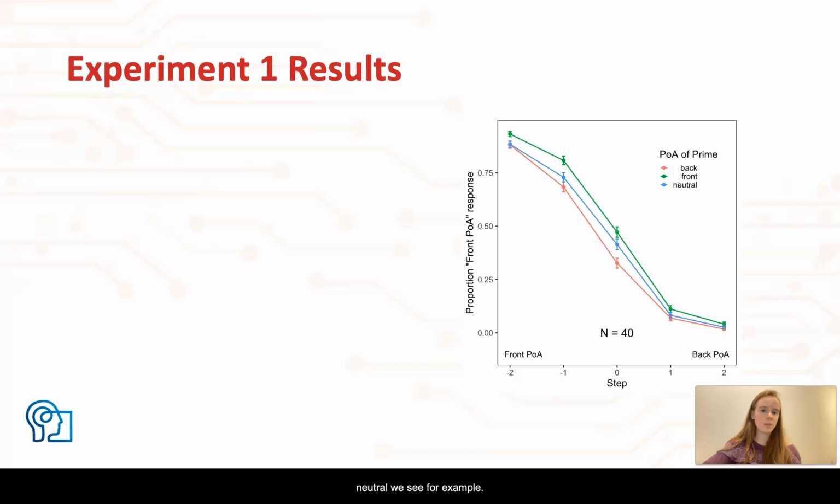the prime was neutral. We see, for example, that the most ambiguous tokens, plotted at step 0, were more likely to be interpreted as starting with sa following an S biasing prime, and more likely to be interpreted as starting with sh following an esh biasing prime.